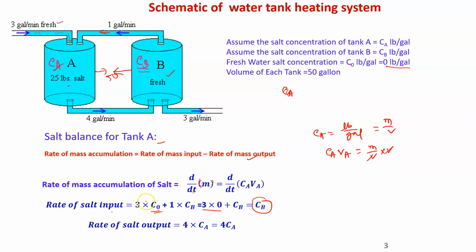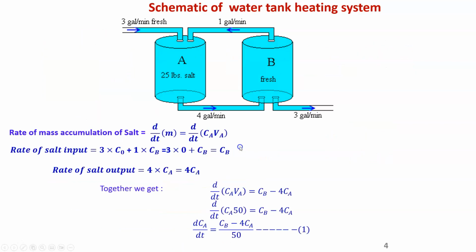And the rate of salt output: from the tank there is one outlet, and that volumetric flow rate is 4 gallons per minute. With the concentration of tank A as Ca, the rate of salt output is 4Ca. Now if we put it together, one equation will be d/dt of Ca times Va equals Cv minus 4Ca.